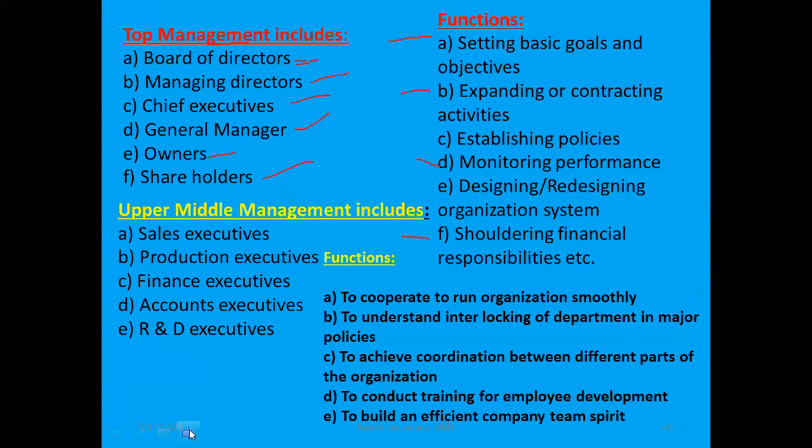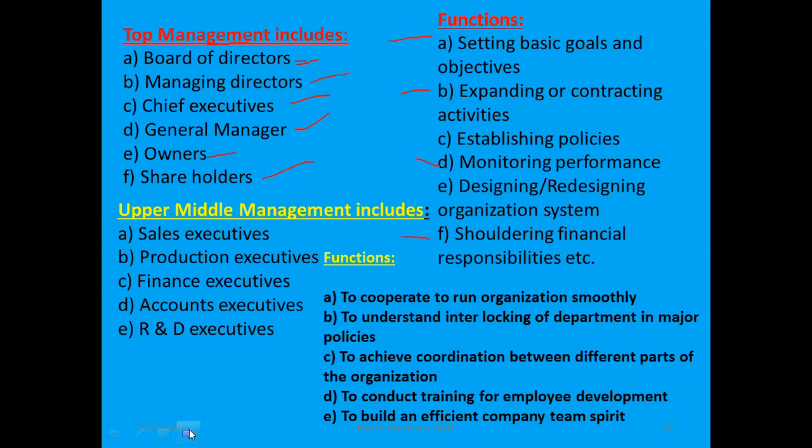In the previous class, we discussed the various levels of management, that is the top level management, upper middle, medium level, lower level, and so on. In the top level management, as we discussed and gave some examples, we have board of directors, managing directors, chief executives, general manager, owners, and shareholders.